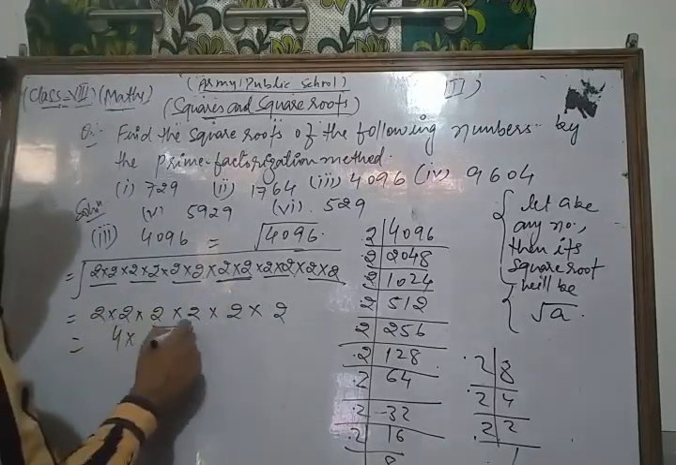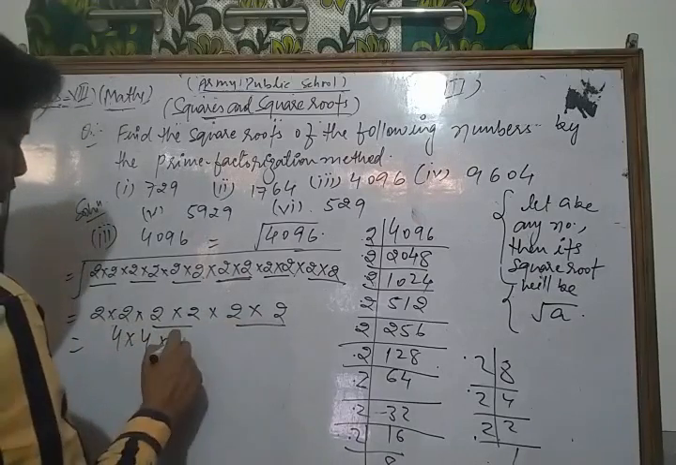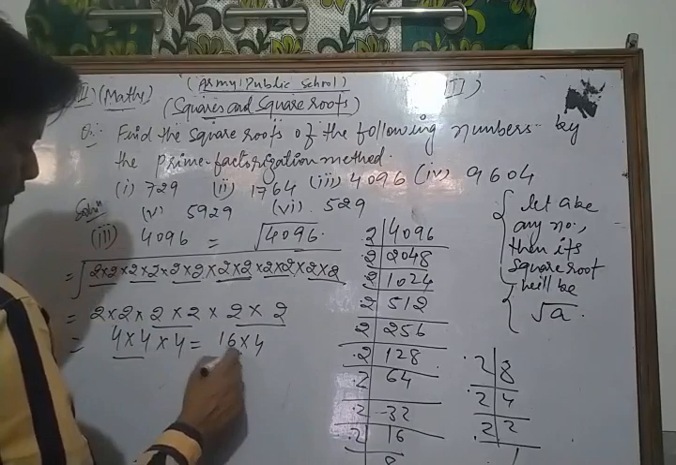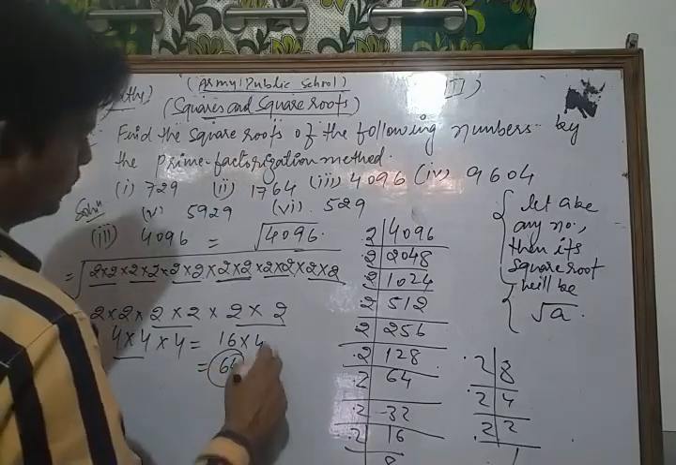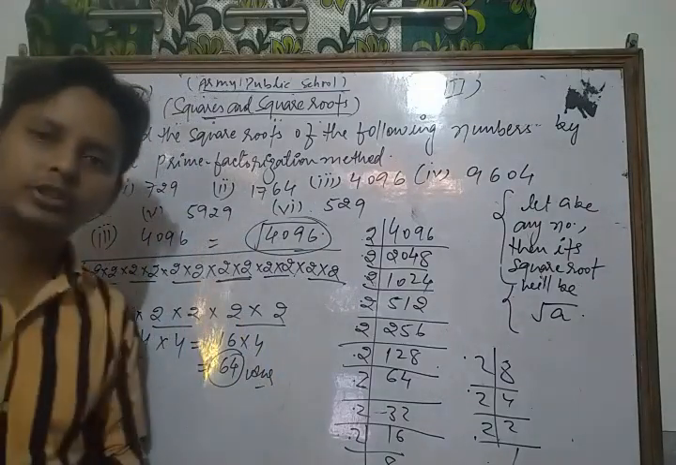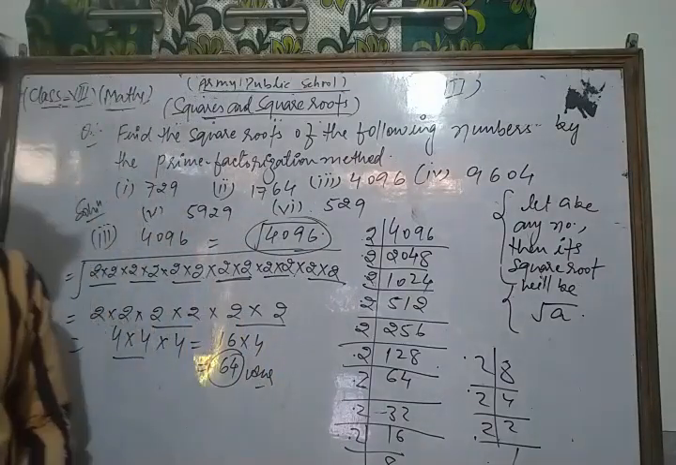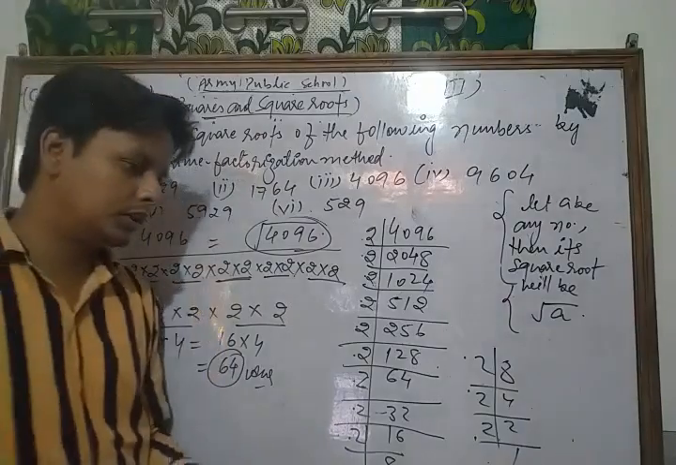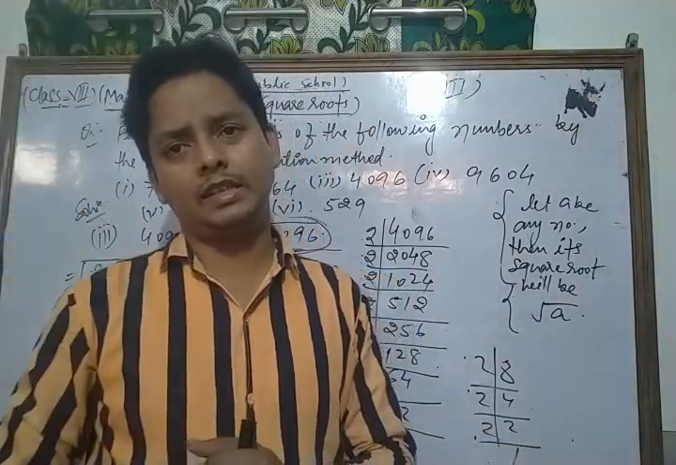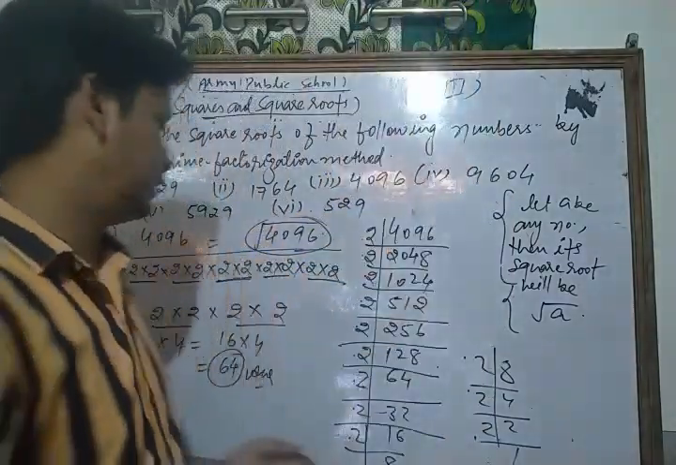So we take out one number from each pair, and we get 2 2s are 4, 2 2s are 4, 2 2s are 4. Now 4 4s are 16, into 4, this is 64. So 64 is the required square root of the number 4096. Using this concept, you can solve each and every question of your NCERT exercise based on this topic.